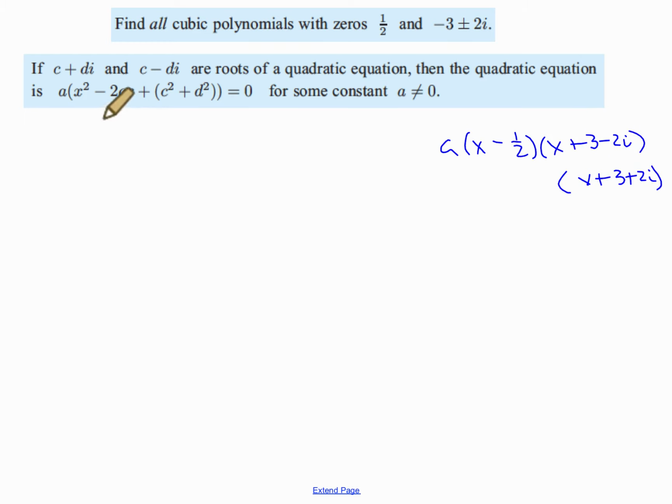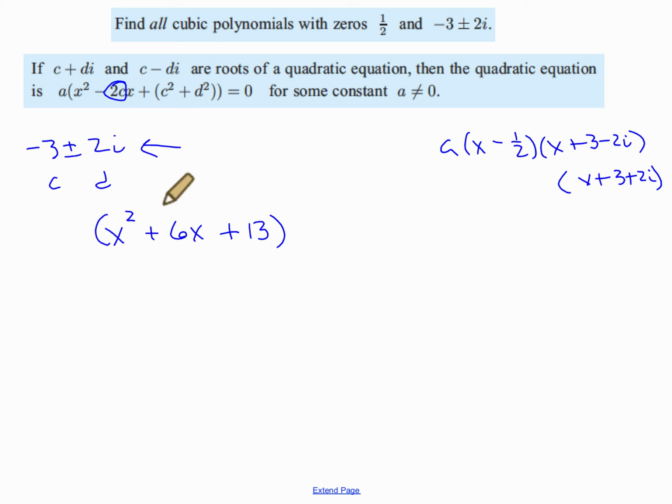But if we can just consider the roots, negative 3 plus or minus 2i, so this is our c and this is our d, then I know that the quadratic would be x squared minus 2 times c, or 2 times negative 3, so a negative is going to be plus 6x, plus c squared plus d squared. So that's going to be 9 plus 4, which is 13. Okay, so I get x squared plus 6x plus 13 just from these two roots.